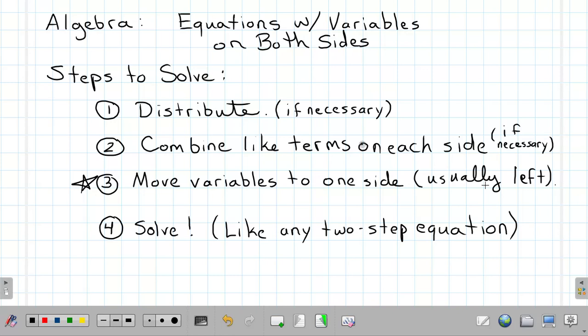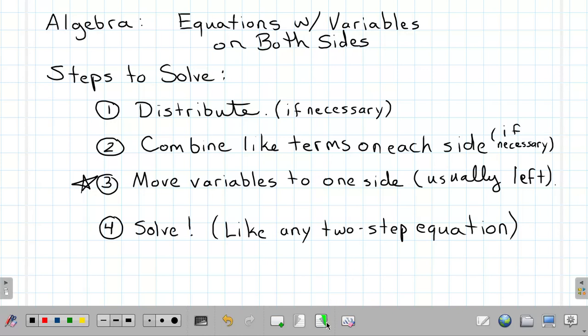If you're a little confused about what I mean by that, we're going to look at some examples in just a second. But that's the big step that's different from any of the other types of equations we've done so far. Then the fourth step is solve. Much like the last step in solving multi-step equations, we're going to have at least a two-step equation at the end, and might even have a one-step equation. So just solve the resulting equation, and it works just like solving any one or two-step equation.